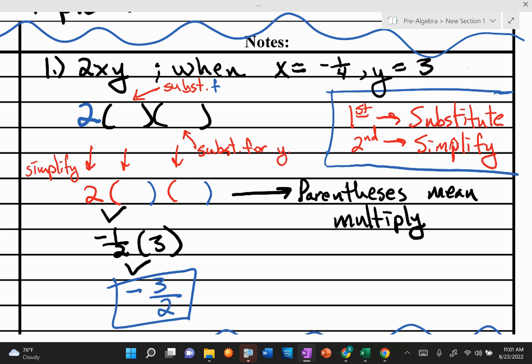So I'm going to substitute for x in that first parentheses. That's where the negative 1/4 comes from. And then I have written down here, substitute for y. 3 goes in there. Over on the right-hand side, I have our two steps to working through these. First step is substitute. Second step is simplify.